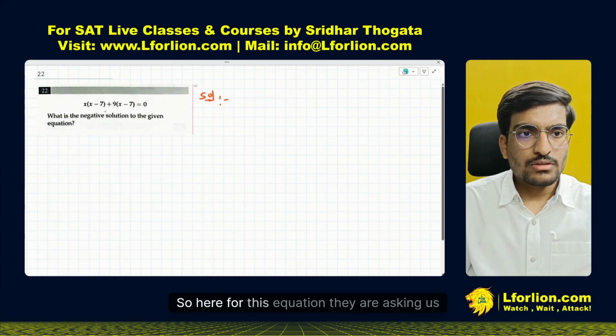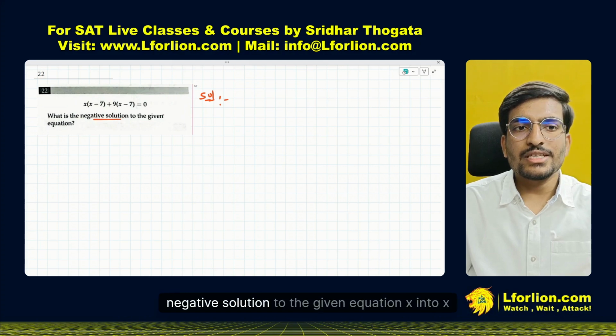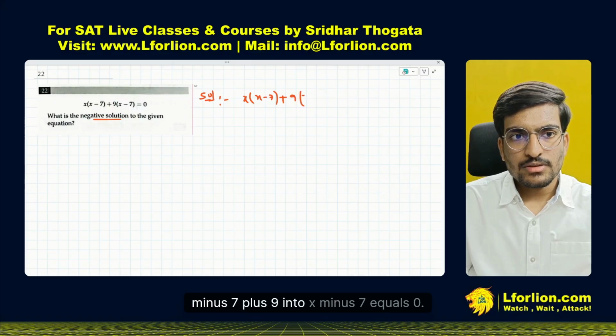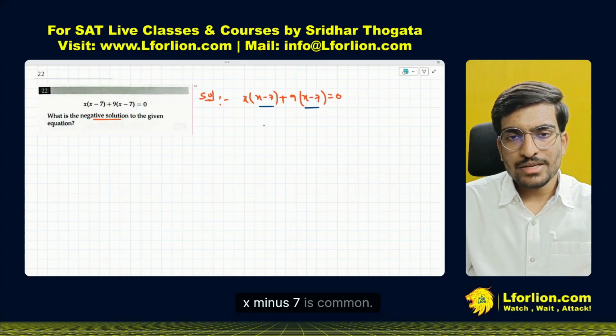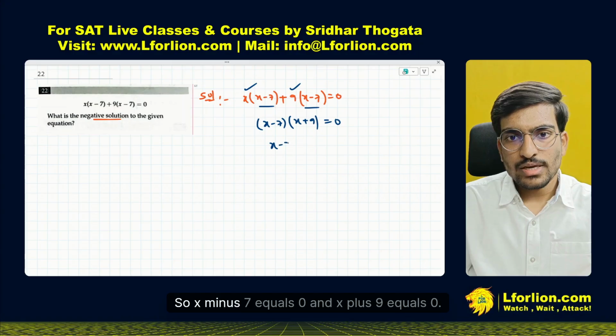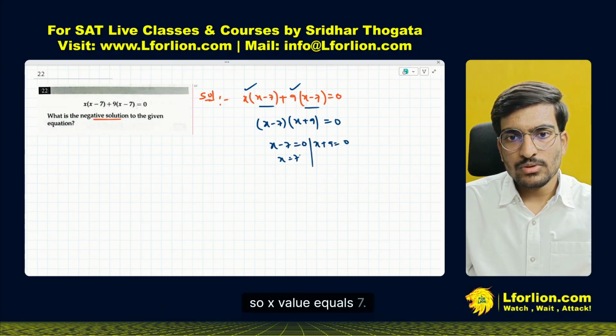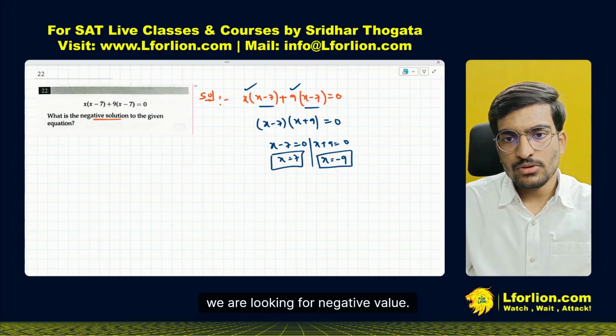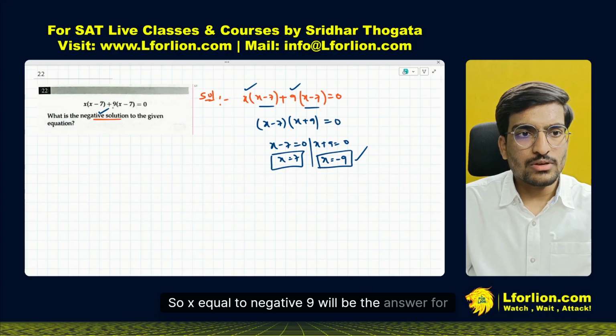So here for this equation, they are asking us for the negative solution to the given equation. x into (x minus 7) plus 9 into (x minus 7) equals 0. So here x minus 7 is common. Just take x minus 7 out of it and x plus 9, that equals 0. So x minus 7 equals 0 and x plus 9 equals 0. So x value equals 7, and we are not looking for the positive one, we are looking for the negative value. So x equals negative 9 will be the answer for this.